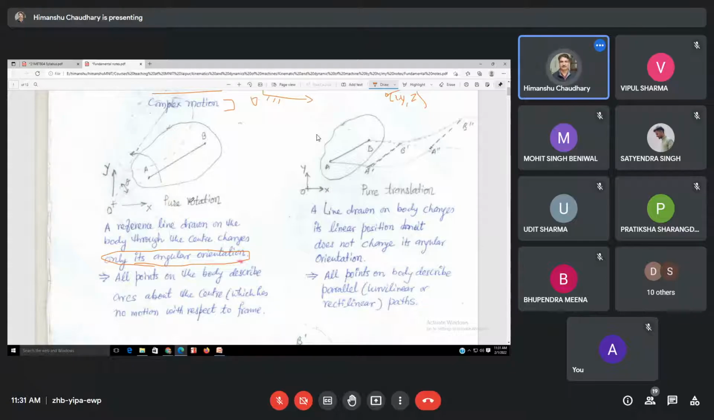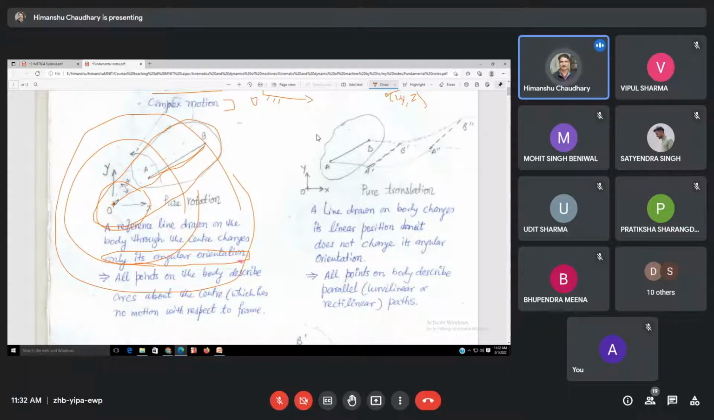So I am here discussing pure rotation, meaning this body is rotating this way. You assume this body is an extended body, and it is rotating about O. Any line AB on the body is now rotating, and the angle is known as displacement or angular orientation. Each point on this line, which is passing through the center of rotation, makes an arc; this is a circle.